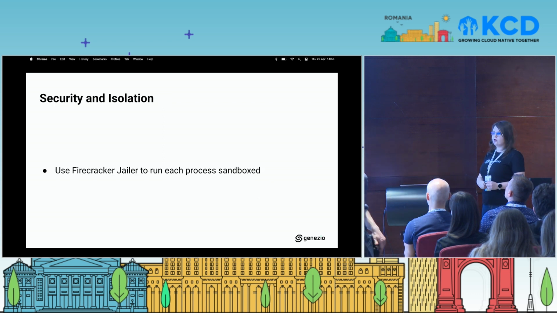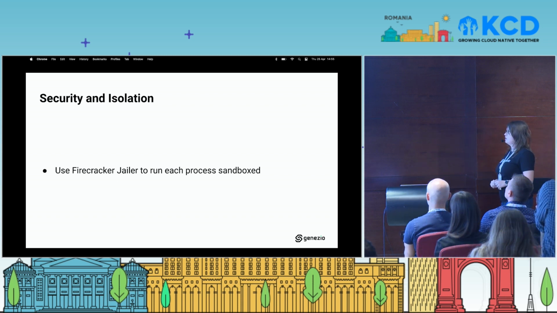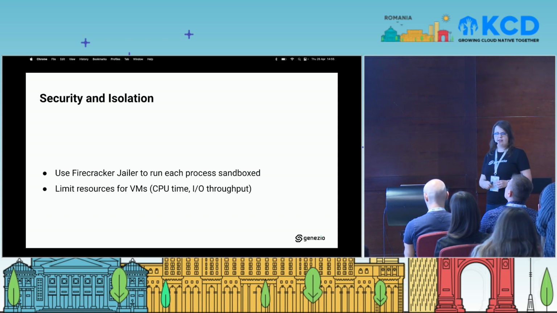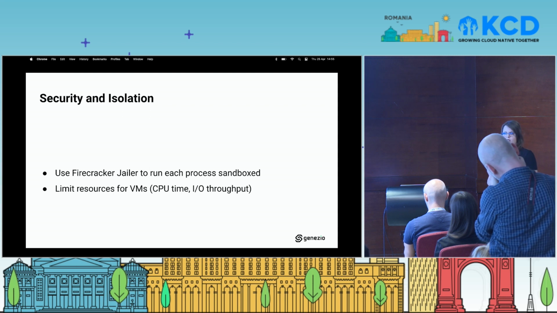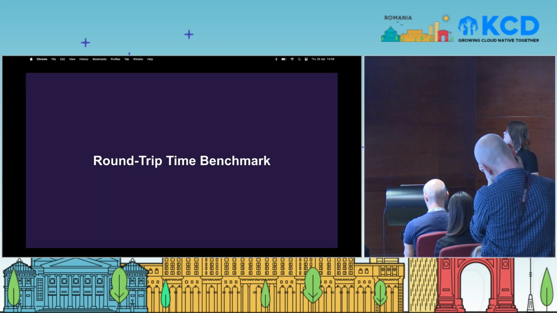OK, and we also want security and isolation. That's a given, because we are using Firecracker Jailer to run each of the unikernels sandboxed, which means that we have separate process namespaces, separate network namespaces, and so on. Using Jailer, we can also limit resources for VMs, such as CPUs and I/O throughput, because we don't really want one web app to starve the other apps.